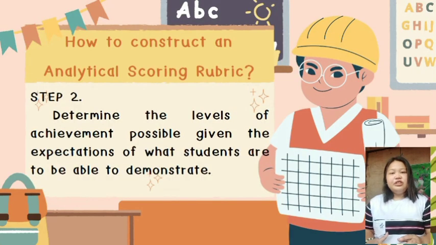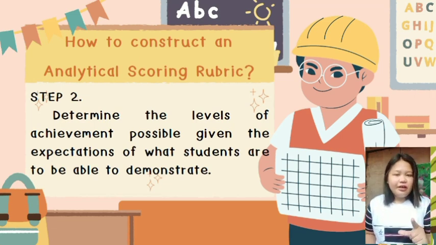Next step is to determine the levels of achievement possible given the expectations of what students are to be able to demonstrate. So the levels can be numerical categories, but more frequently are descriptions, sometimes with an associated number. It is at this stage that the number of columns is determined and the levels of achievement are listed across the top row. So now the step 2 is we're going to determine the levels of achievement. So step 1 is to determine the skills and abilities, like the criteria that you are going to judge. And step 2 is the levels of performance.